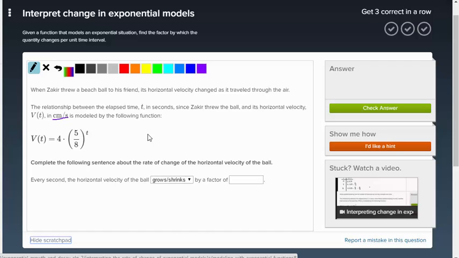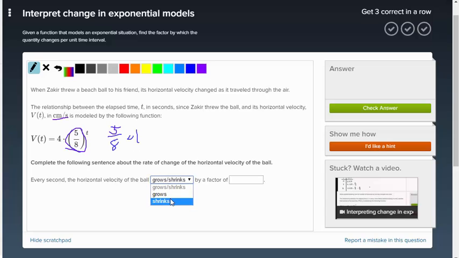All right, so let's take a look at this again. Every second the velocity of the ball grows or shrinks. Well, remember what we said. Take a look at my b term. It's 5/8. 5/8 is less than 1. That means this shrinks by a factor of, and when it says factor, it's super easy. I just take b, by a factor of 5/8.